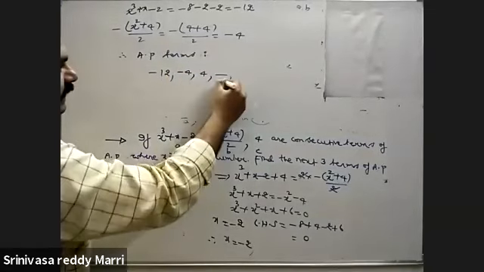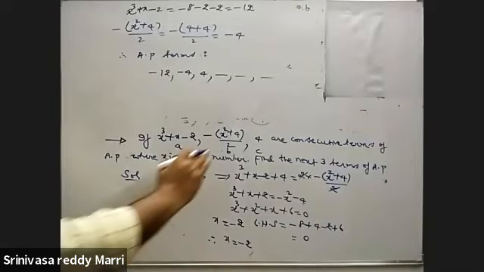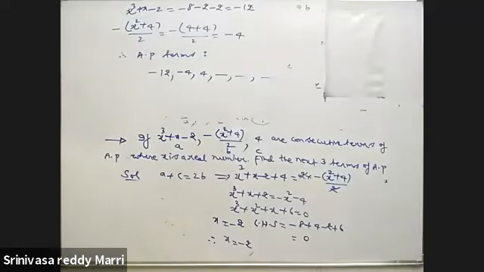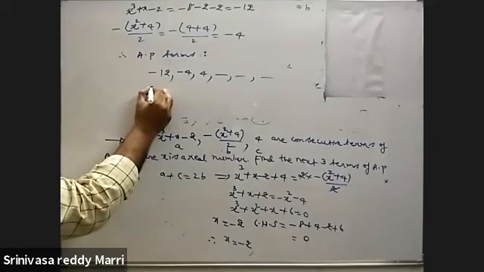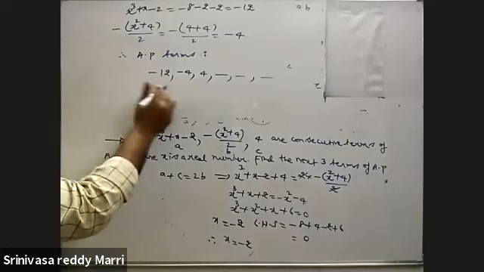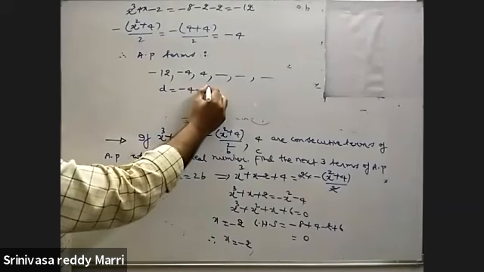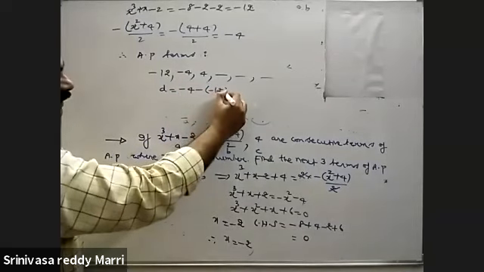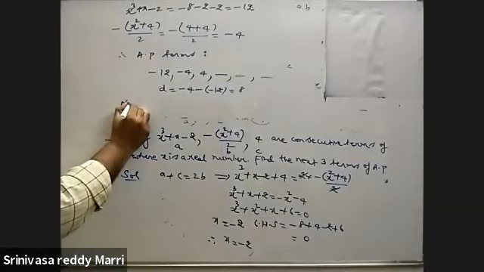Now he is asking what are the three terms after 4, the next three terms. You have to write the answer for the next three terms. These are in AP. The first term is minus 12, and the common difference is minus 4 minus minus 12, that means 8. This minus this is also 8. So the next three terms.